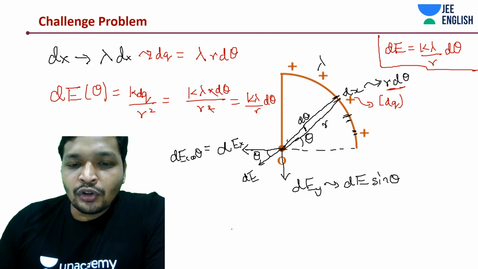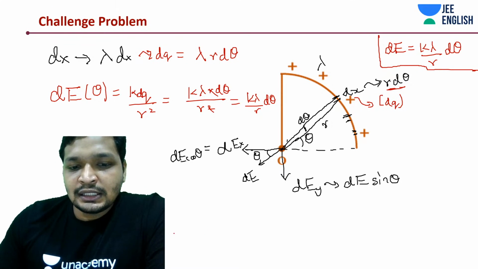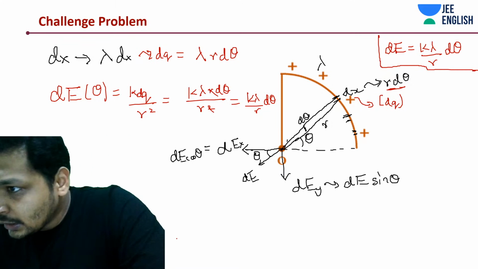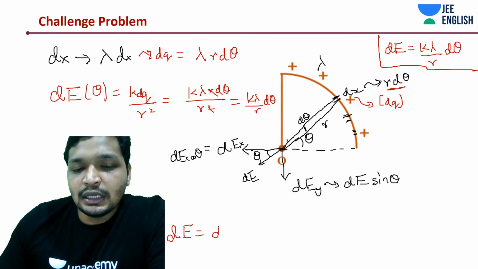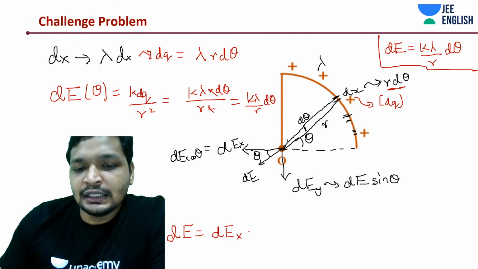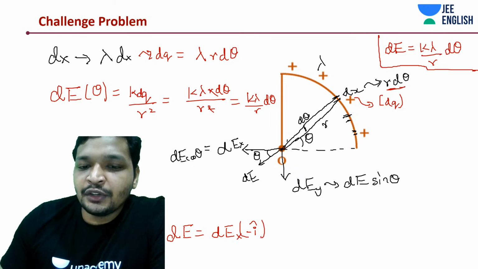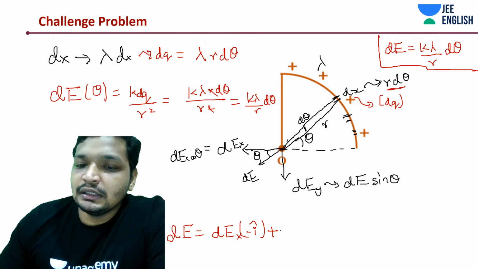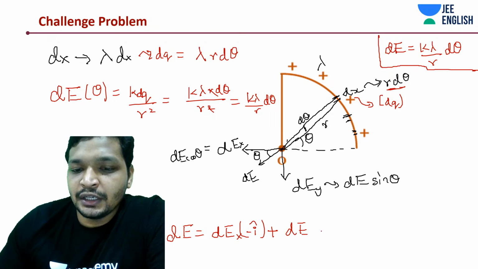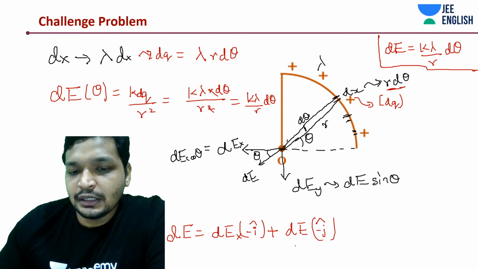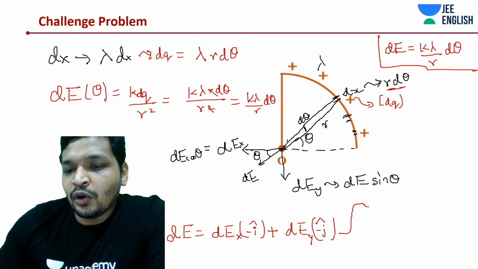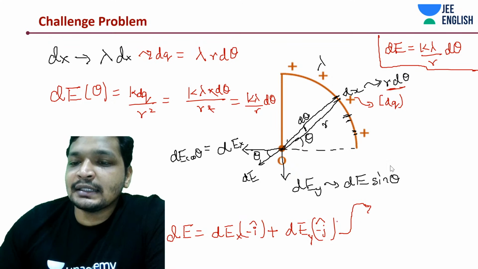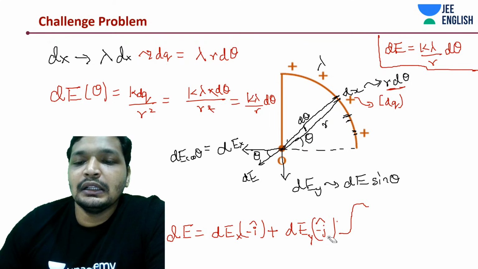Alright, so dE consists of two components. One is along the x direction, minus i cap, which we need to integrate separately, and minus j cap, which we need to integrate separately, going to dEy. Okay. What is dEx? dEx is simple.